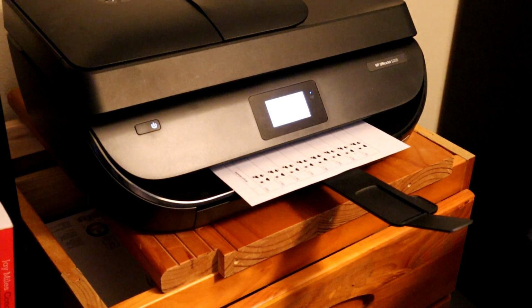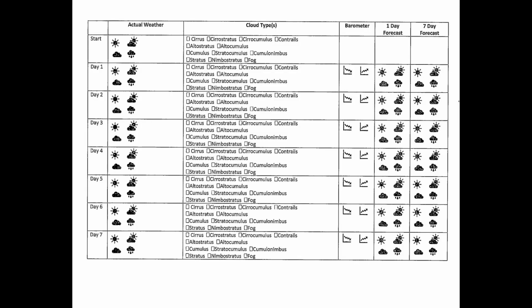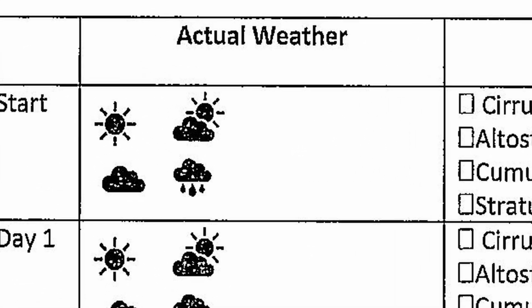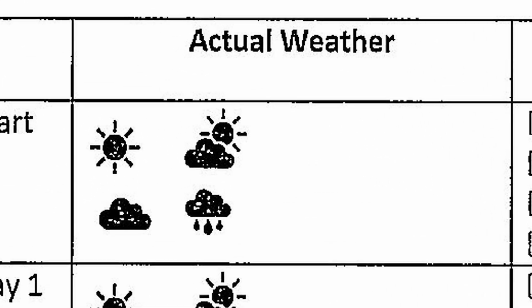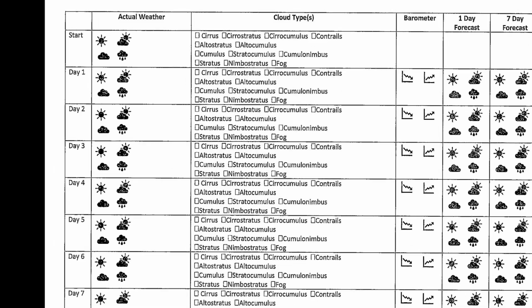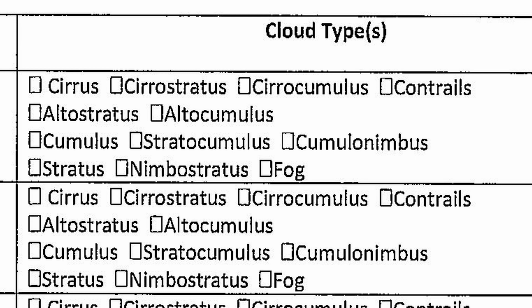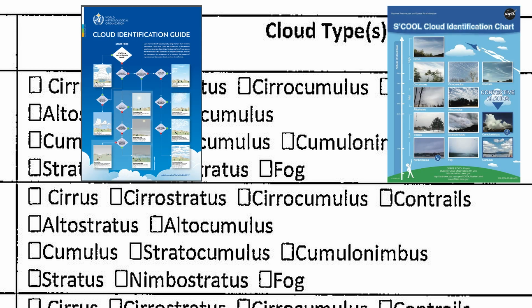Let's have a look at the datasheet. For each day, we'll be recording the actual weather using the standard weather icons: sunny, partly sunny, cloudy, or rainy. There's room for a little bit of notes, so if there's light rain or a tornado, you can put that in there too. And for each day, we'll be recording the cloud types. There may be more than one cloud type. We'll be using our cloud identification charts to specifically identify the type of clouds for that particular day.